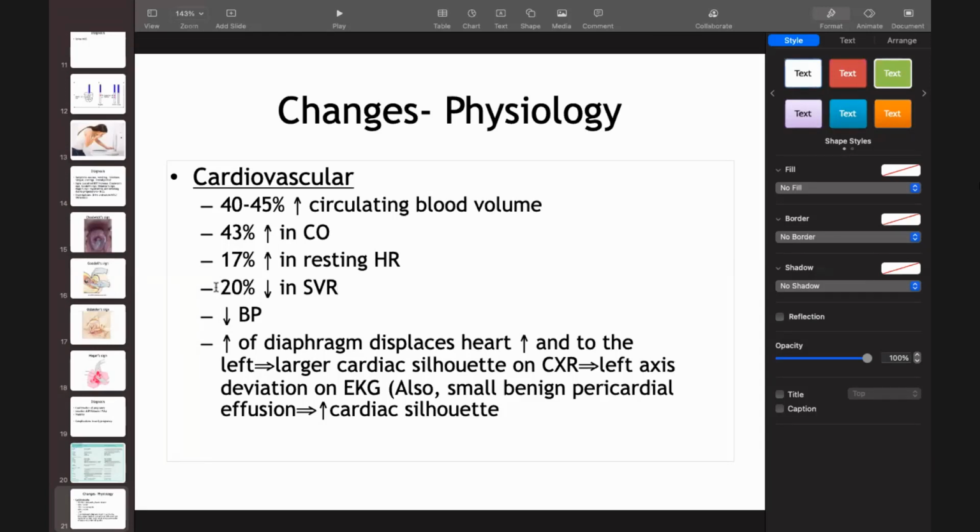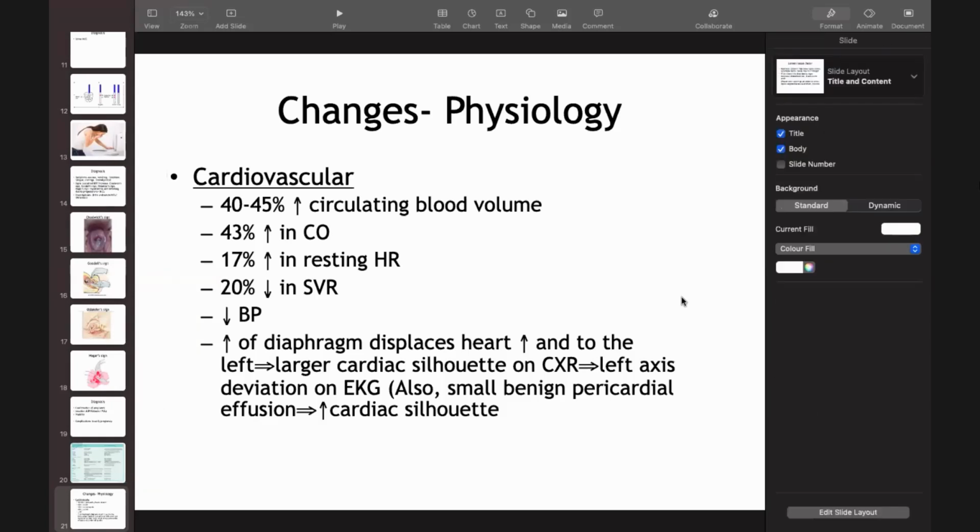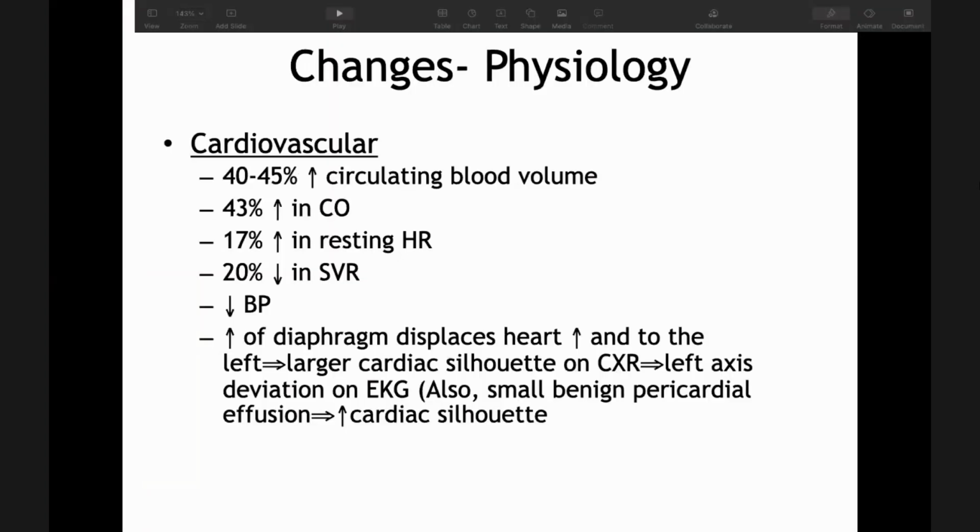And anatomically, the heart becomes slightly bigger and the apex will be displaced to the left side. If you take an X-ray, it will look different, and this will be reflected in the ECG also. So for cardiovascular changes, you should know there are lots of changes, but these are some of the key changes.